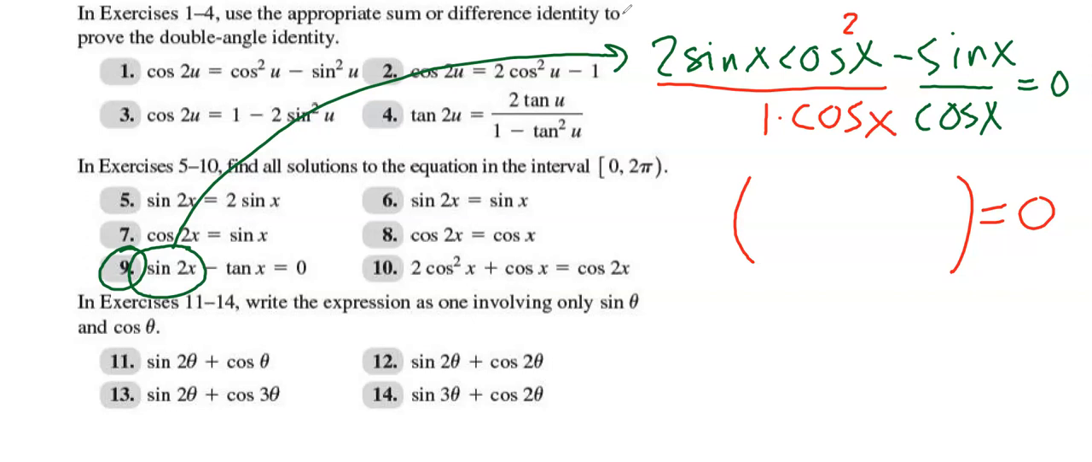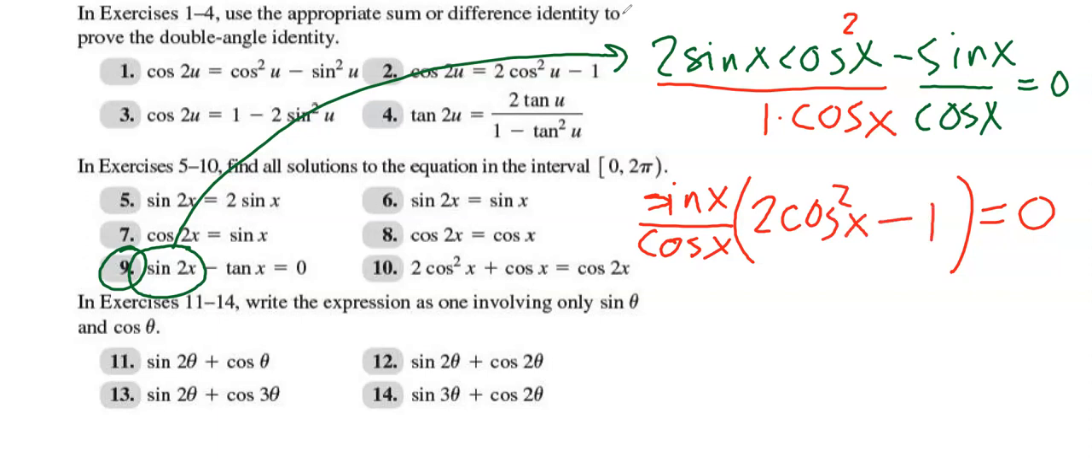Yes! You pulled out a fraction, didn't you? You pulled out one thing from the top and one thing from the bottom. What did you pull out? Sine over cosine. Sine x over cosine x, which would leave me what? 2 cosine squared x minus 1. So what's sine x over cosine x? Tangent x.